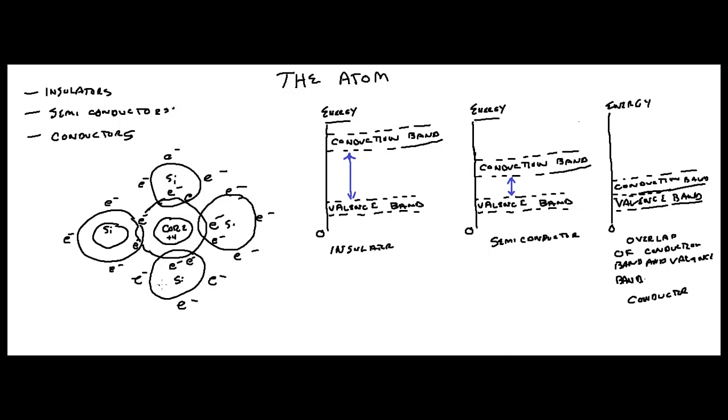Another way to draw this: silicon, silicon, silicon, silicon, silicon. Yeah. There's 2 electrons, 2 electrons. These are just like minus signs. These are just like minus signs, okay?